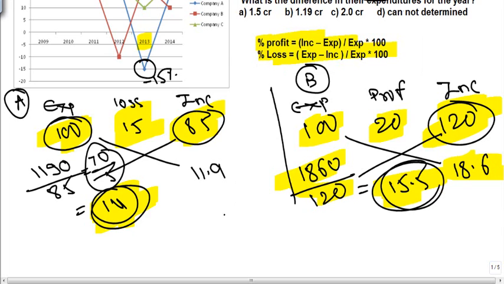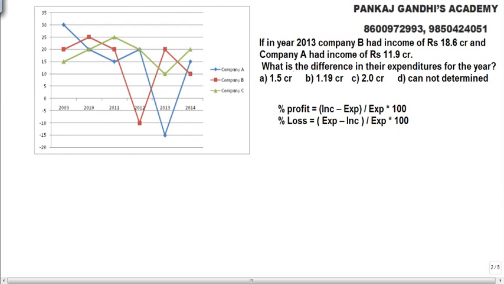The shortcut was this one. The long cut is always there. So the difference in the incomes, we already know. Now for the long cut, you could use a typical formula. We don't want that; we have already seen the shortcut.